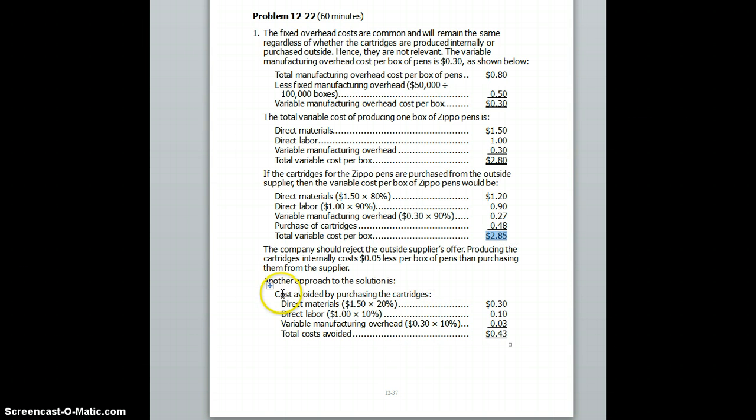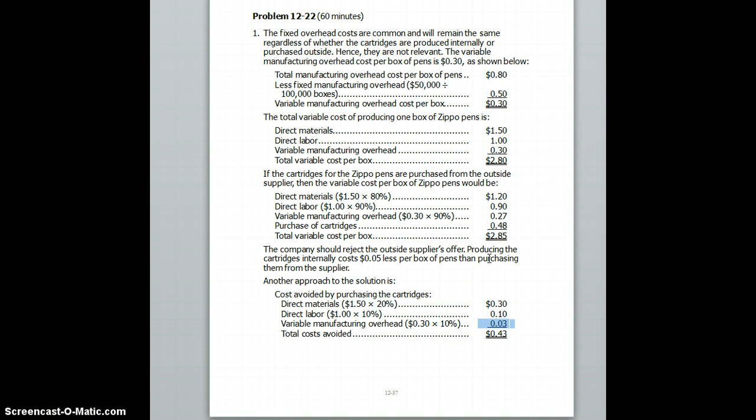Another way to look at this would be to say what costs would be avoided by purchasing the cartridges. So in other words, if you went out and purchased the cartridges, what costs would you avoid? Well, you would avoid the direct material cost of 30 cents per box. You'd avoid the labor of 10 cents per box. You would avoid the variable manufacturing overhead of 3 cents per box.